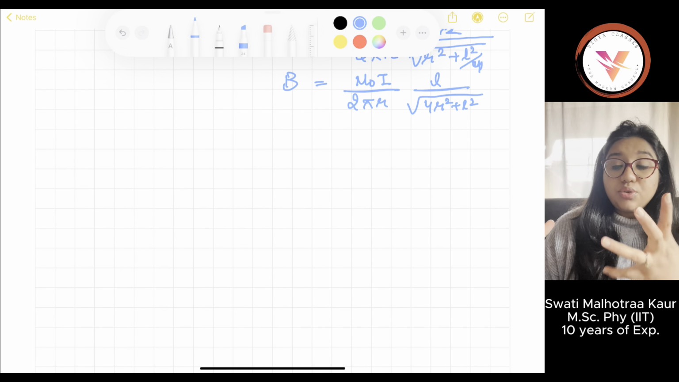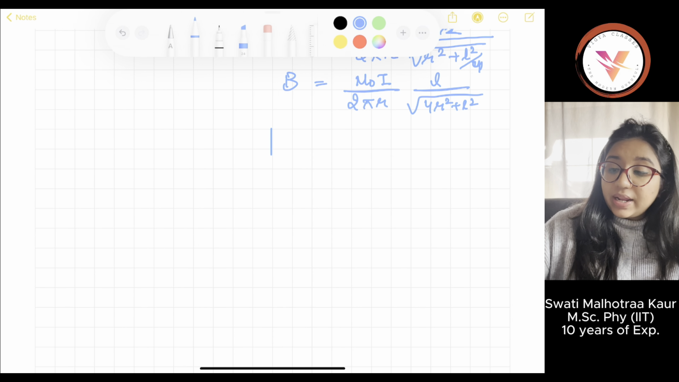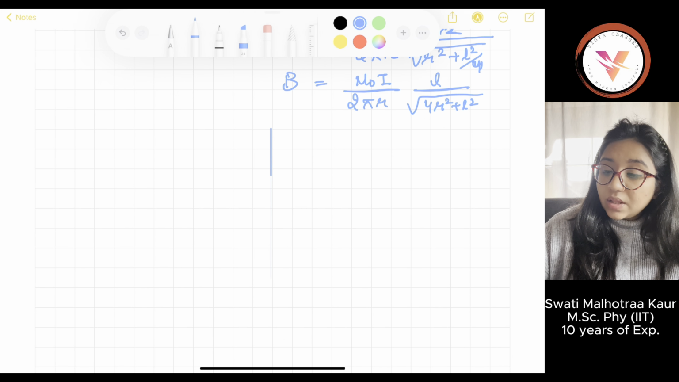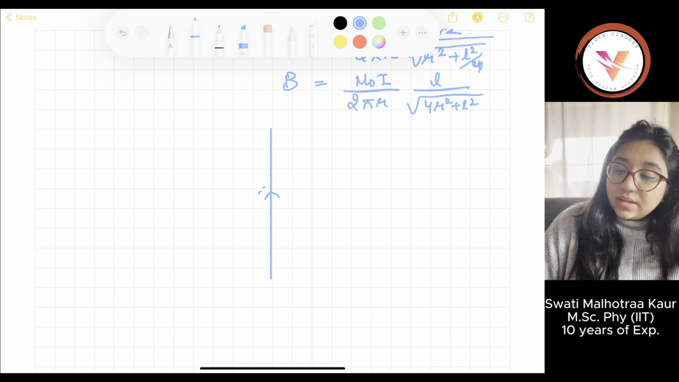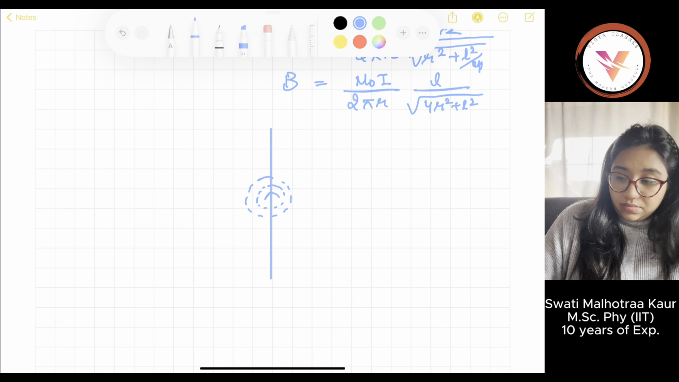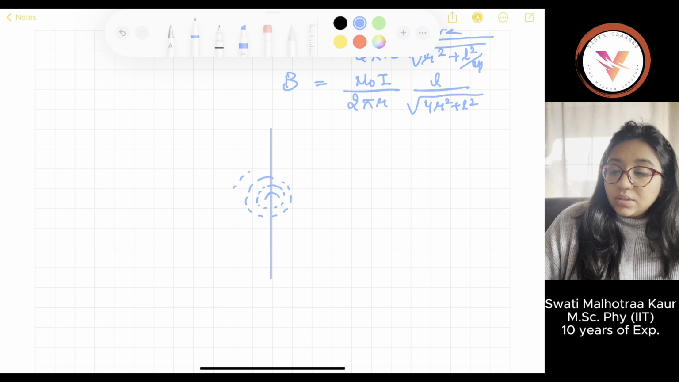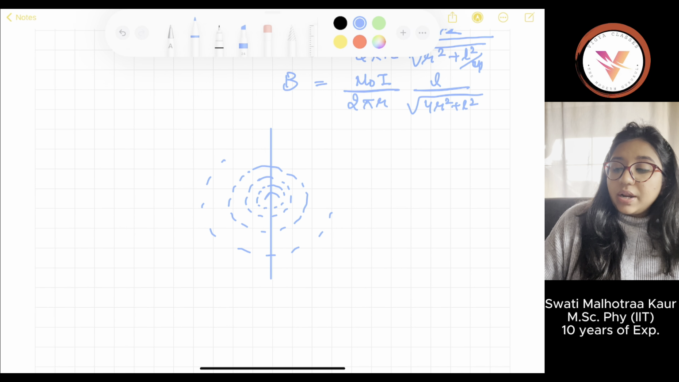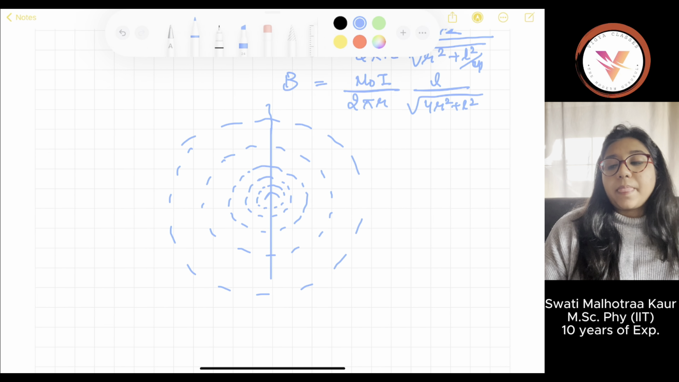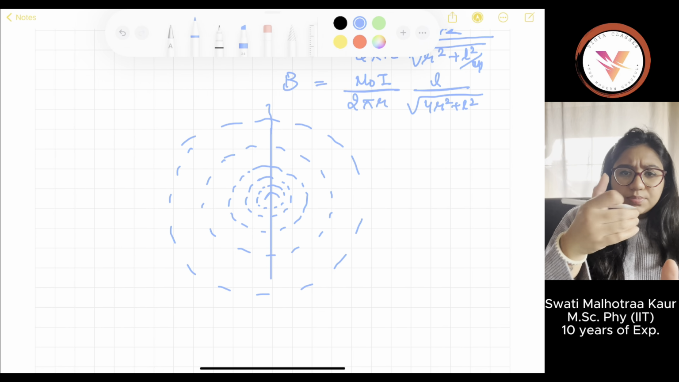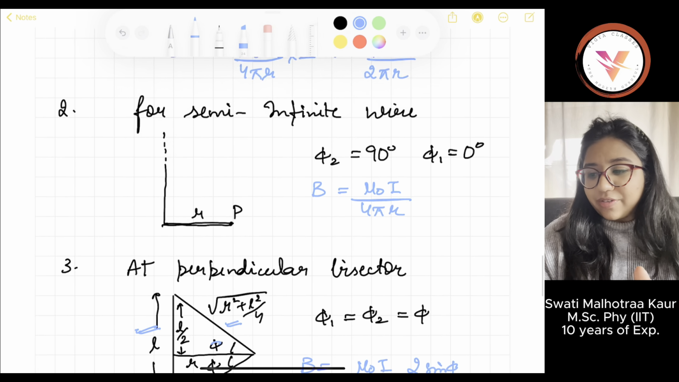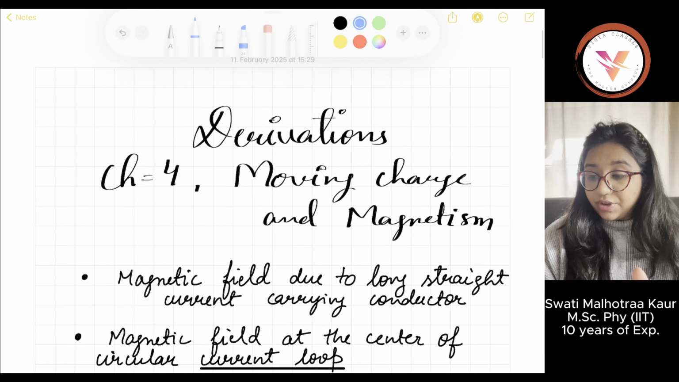And if you need to find the shape of the magnetic field lines, if this is the current carrying conductor, then the magnetic field lines are concentric circles which are closer near the wire, and they get far apart as we move away from the wire. The direction you can calculate as per the right hand thumb rule, clockwise or anti-clockwise. So this is our first derivation.